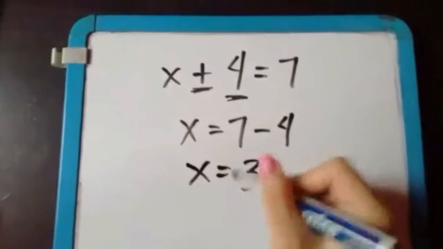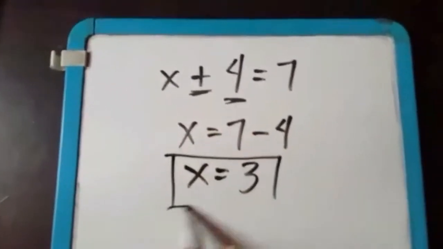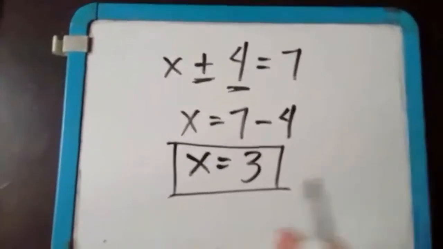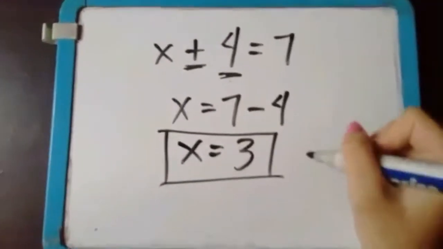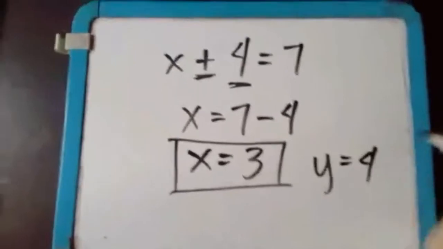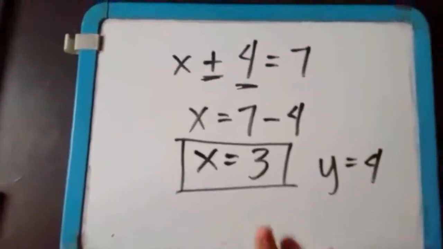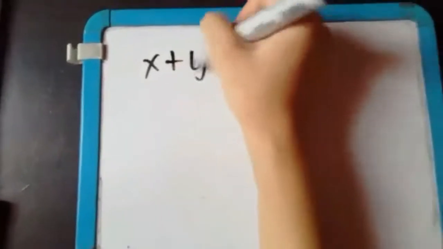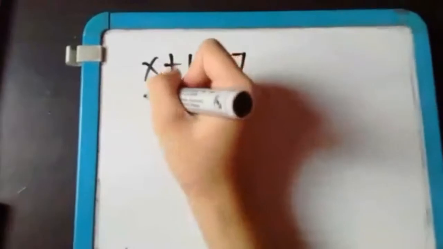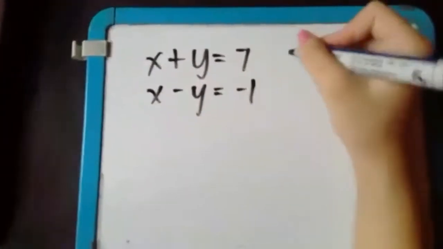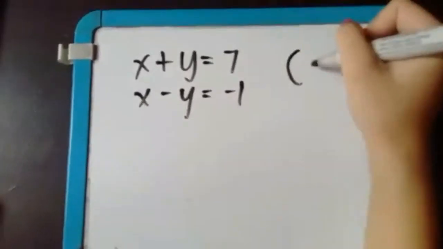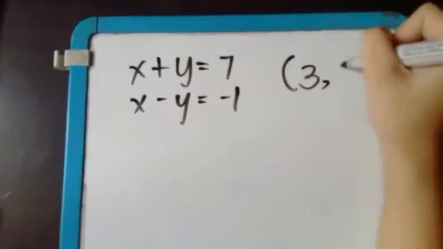So we already have the value of x and y. Earlier we found out that y is equal to 4. So therefore the point of intersection of these equations, which is x plus y is equal to 7 and x minus y is equal to -1, is 3 and 4, which is (3, 4).